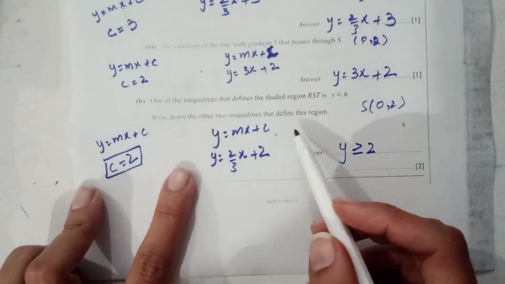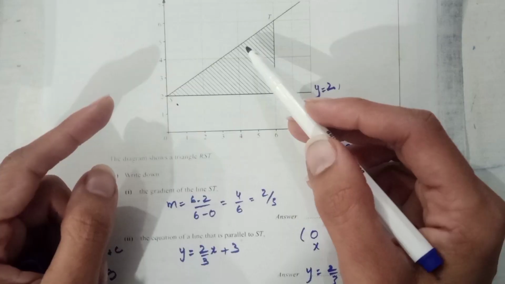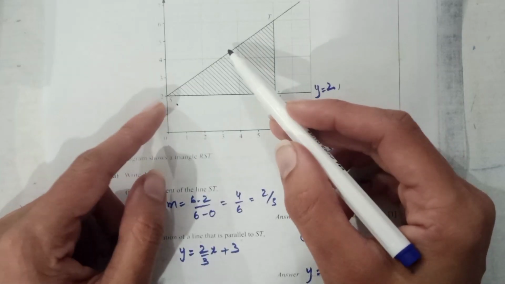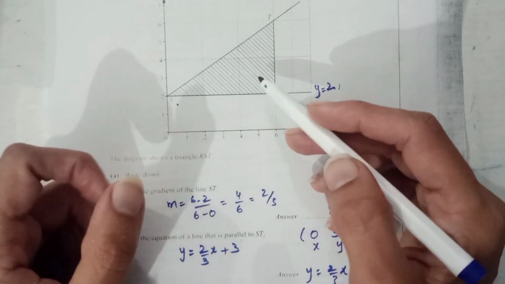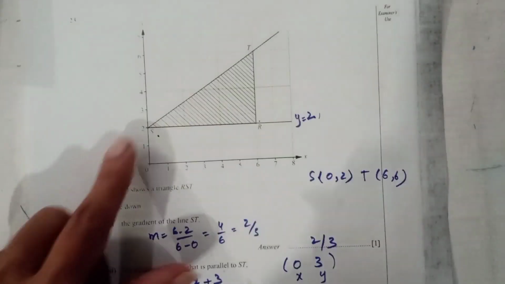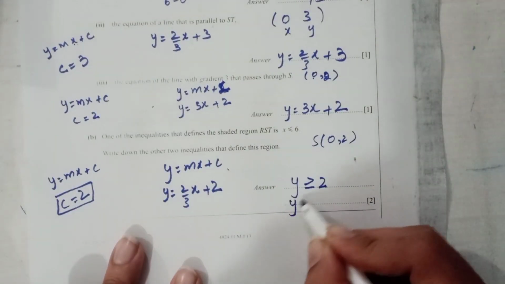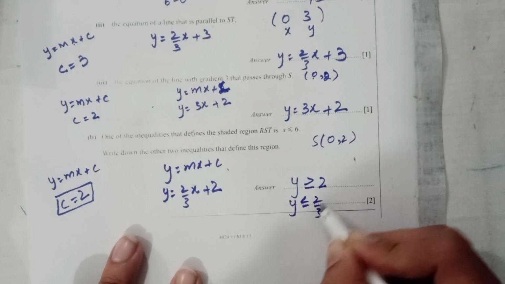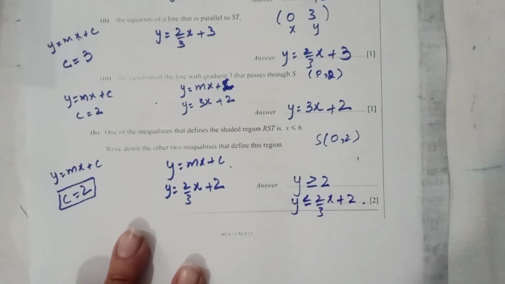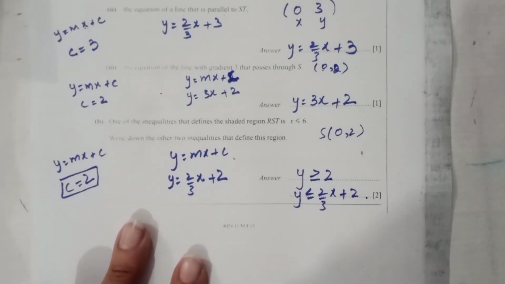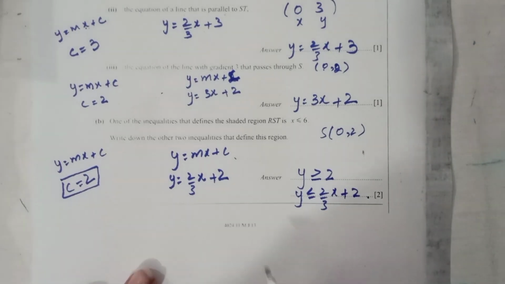Now that is the equation of the line ST. The inequality that defines this region is under this line, that's why it is less than. So y is less than or equal to 2 by 3x plus 2. Now students, this question is solved. This question is from May June 2013, variant 1.